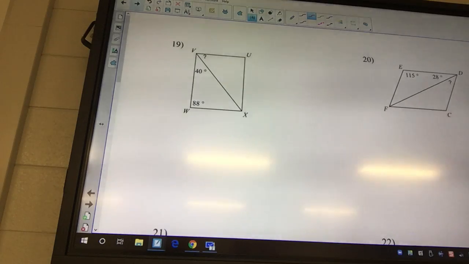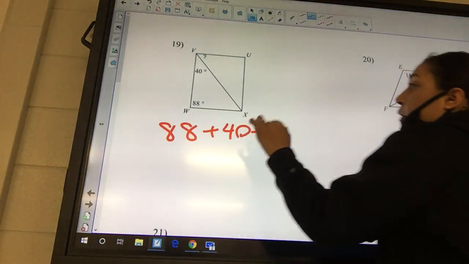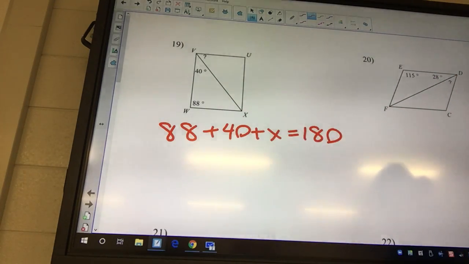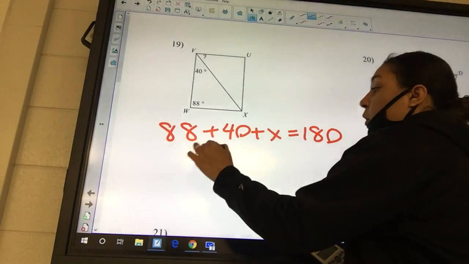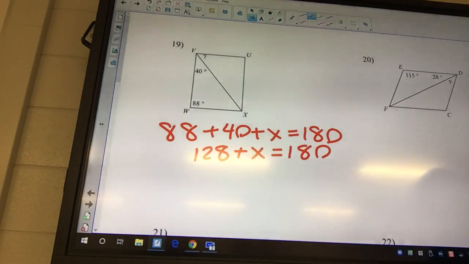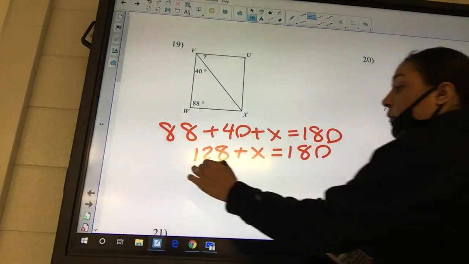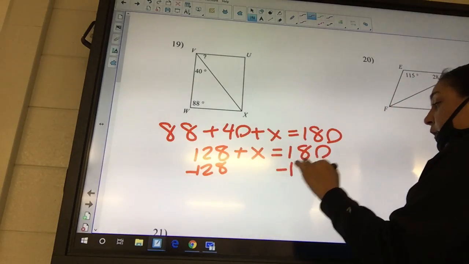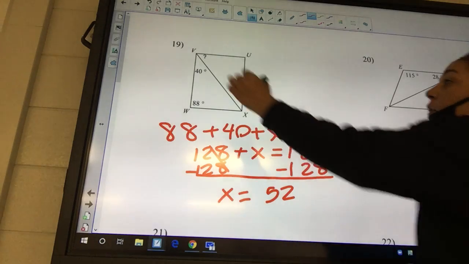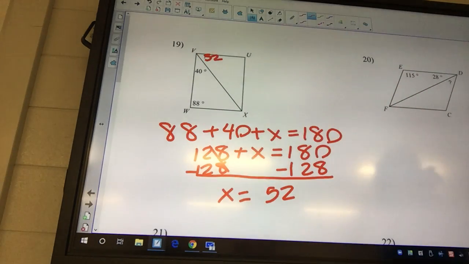Okay, 19. Is this the same side question or opposite side question? It's the same side. So I'm going to say 88 plus 40 plus X equals 180. So I got 128 plus X equals 180. Minus 128. I got X equals 52. That's what I got too. Good.